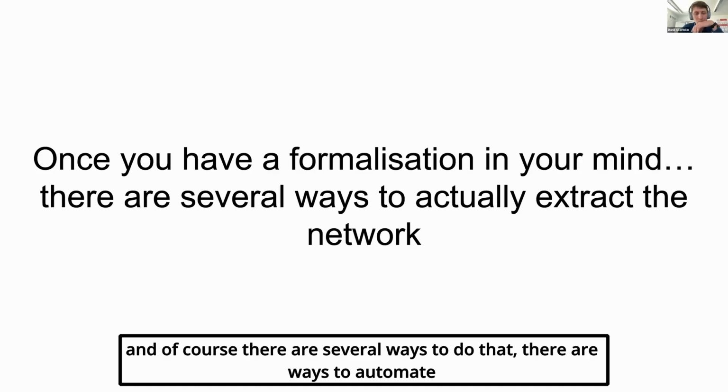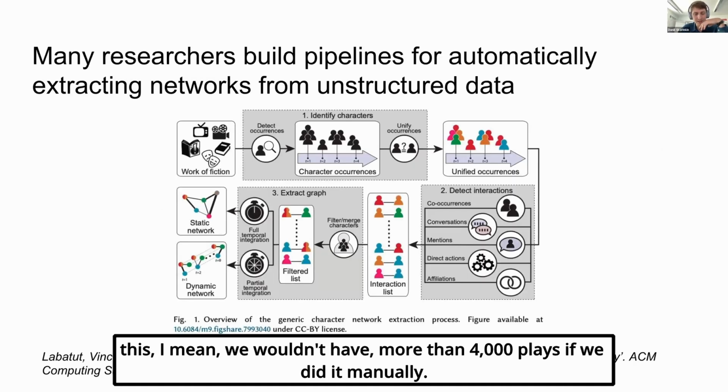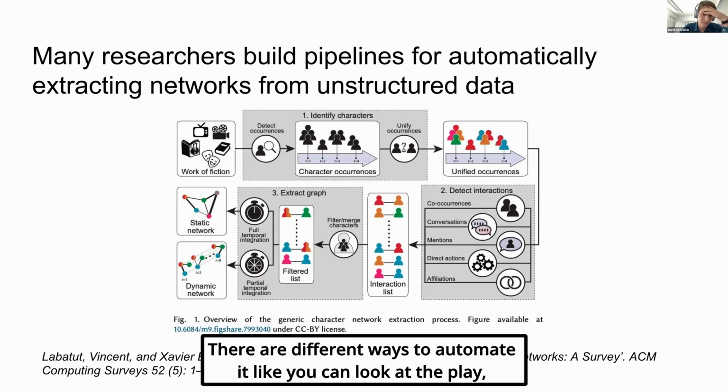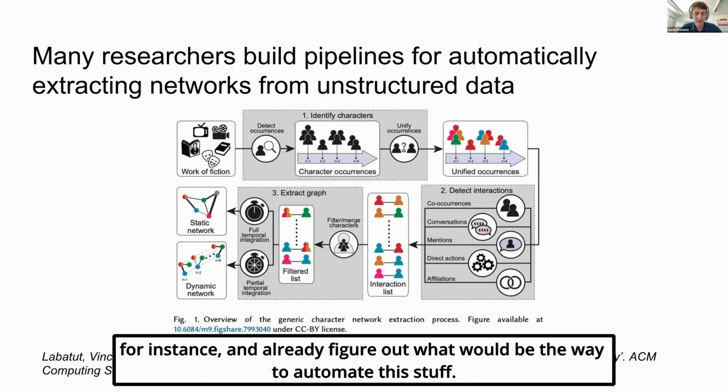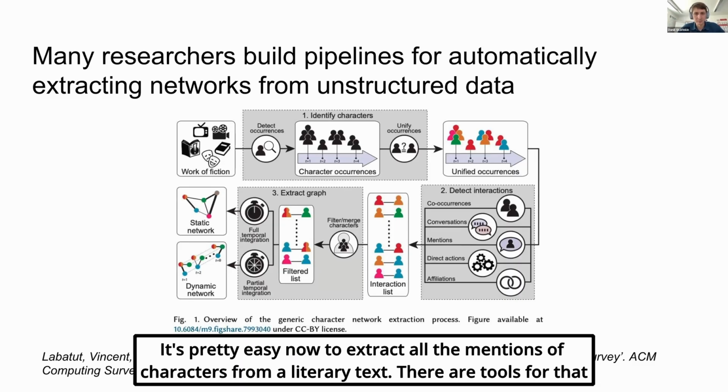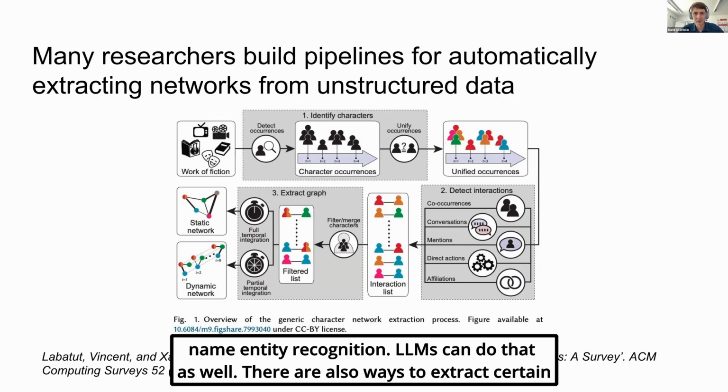And of course there are several ways to do that. There are ways to automate this. I mean, we wouldn't have more than 4,000 plays if we did it manually, of course. There are different ways to automate it. You can look at the play, for instance, and figure out what would be the way to automate this. It's pretty easy now to extract all the mentions of characters from a literary text, right? There are tools for that, named entity recognition, LLMs can do that as well.